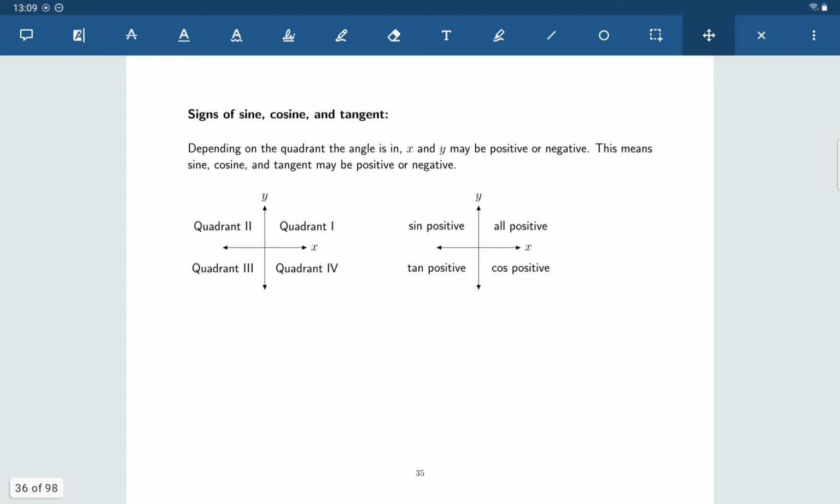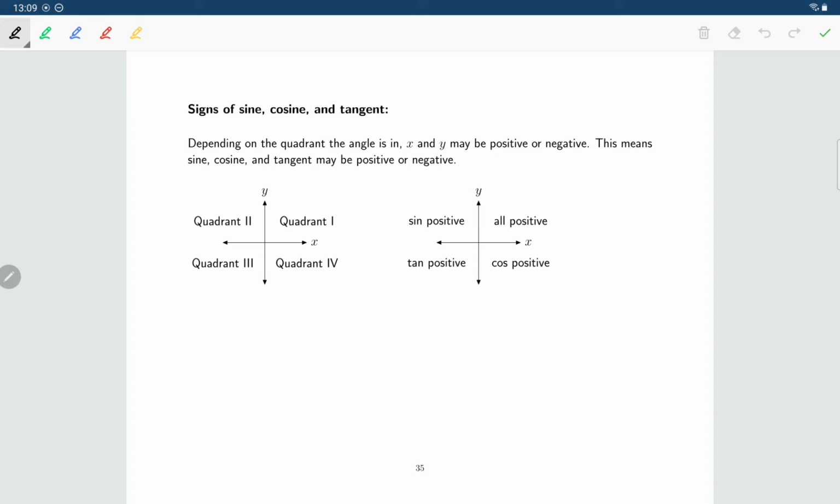So the other part that we wanted to talk about in this section was the different signs that sine, cosine, tangent and the other trig functions can have. We noticed in the last video that depending on the angle, some of these trig functions might be positive and some of them might be negative.